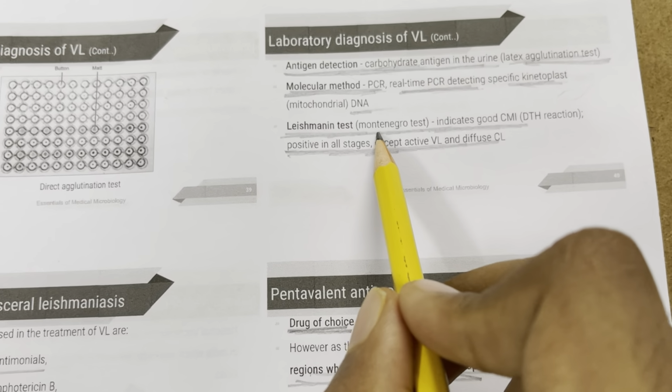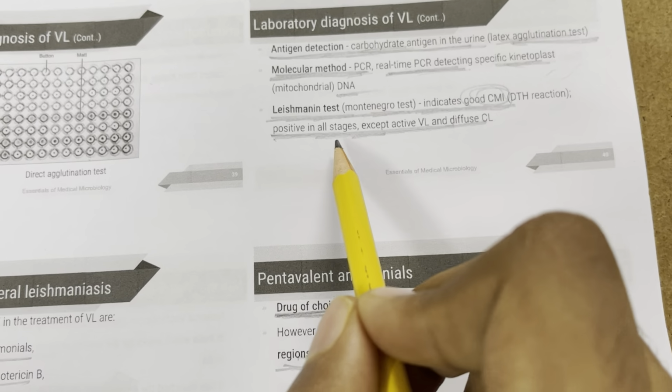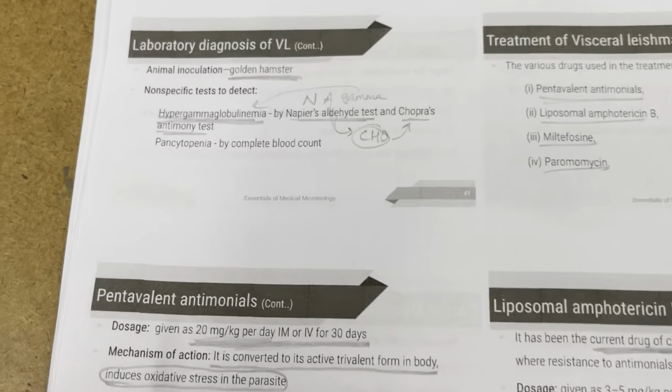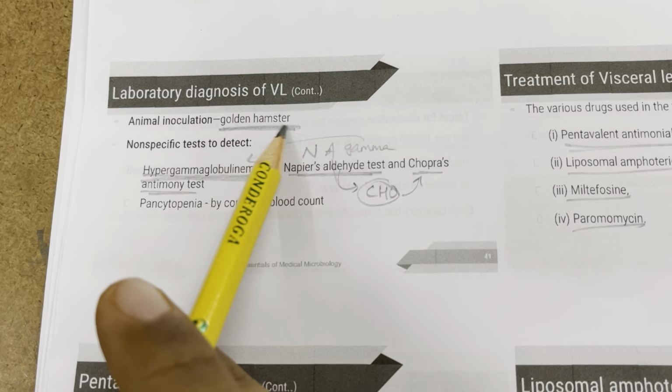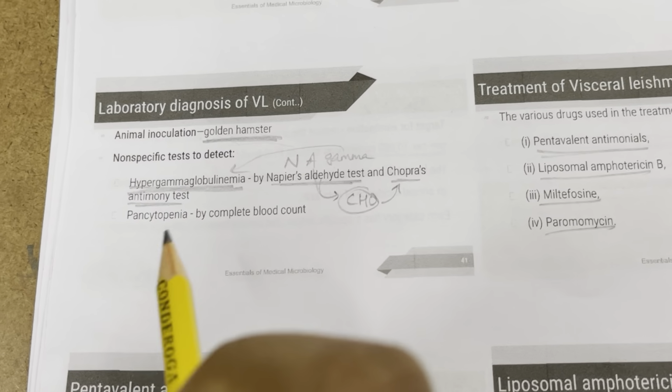And Leishmanin test or Montenegro test indicates good cell-mediated immunity. It is positive in all stages except active VL and diffuse CL. Then animal inoculation: you can choose the animal, which is the golden hamster. Deserts, the sand is brown or golden, so golden hamster.